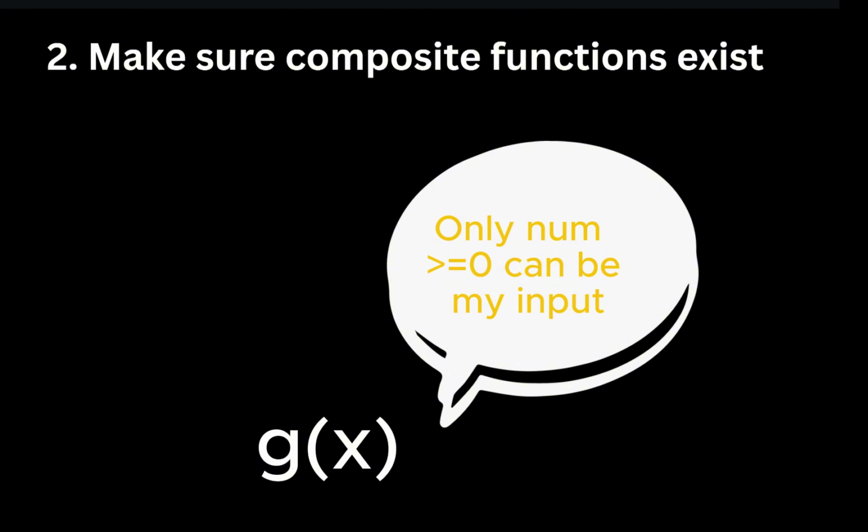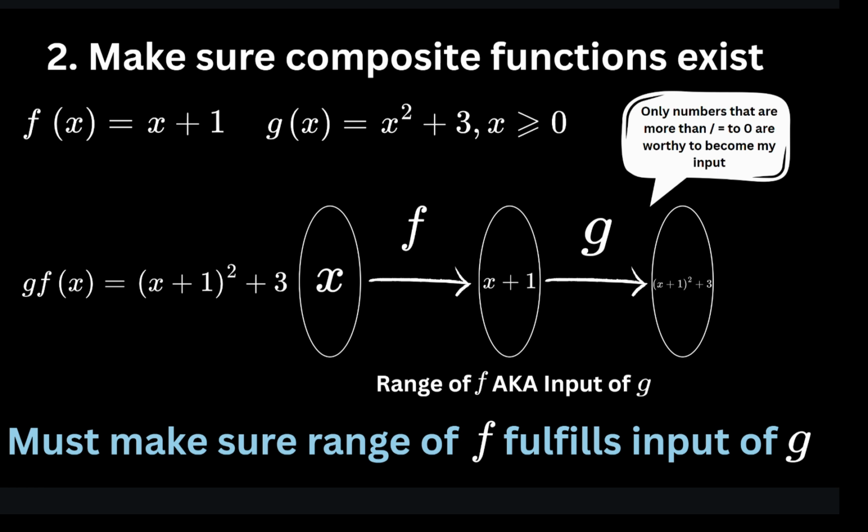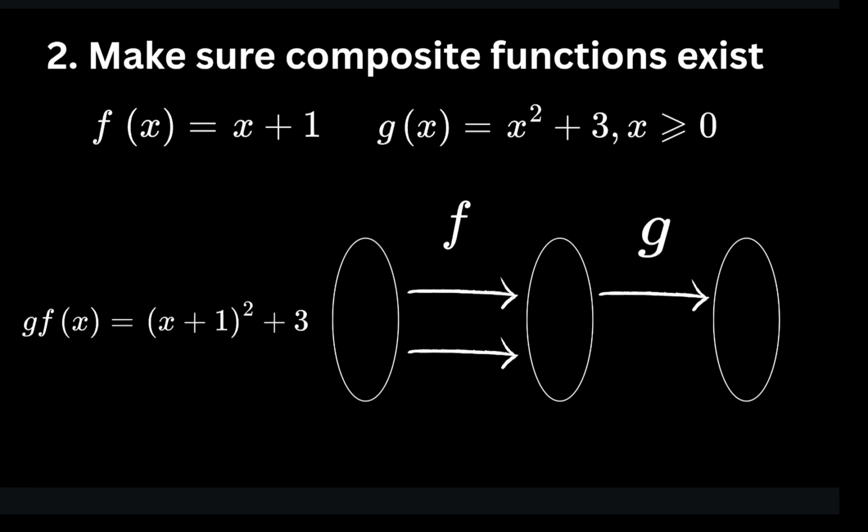Next, restricting domain also allows us to make sure that composite functions exist. In this case, the function g of x says that only numbers that are more than or equal to 0 are worthy of becoming its input. So we need to make sure that the output of f meets this requirement. Let's consider some numbers. Firstly, if the original input is 1, plus 1 you get 2, and since 2 is more than 0, it can be an input for g, which gives us our final output.